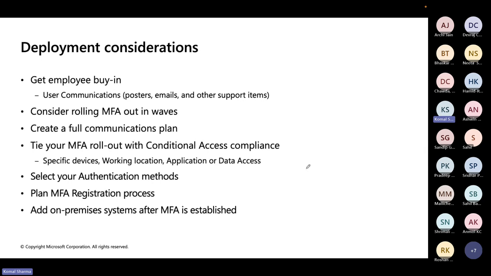Once it is done, you need to choose which authentication method you are going to use. Are you going to use text message, where the user needs to use his mobile number? Are you going to use an additional email ID, so the user can use his personal email ID to get the password? Or do you want to give them a choice of which authentication method they can use? And then you can finally plan for the multi-factor authentication registration process. And then you can add on-premises systems after MFA is established.